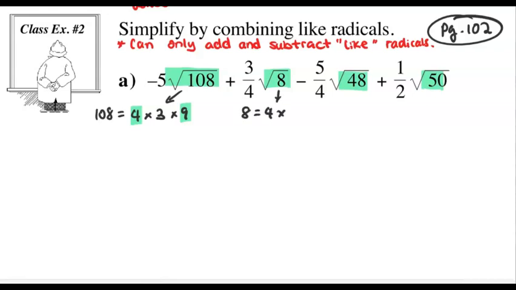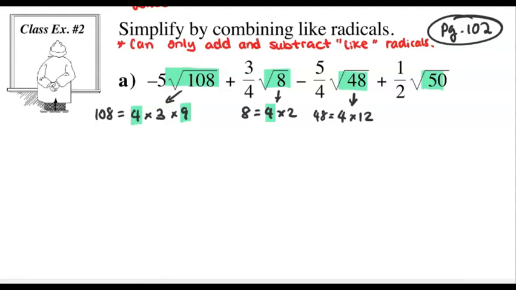8 is equal to 4 times 2. That works because 4 is a perfect square. 48. Again, 48, I can see right away that's divisible by 4 because the last two digits are divisible by 4. So by divisibility rule, that must work. And if you don't remember that, that's okay. Just try it out on your calculator.